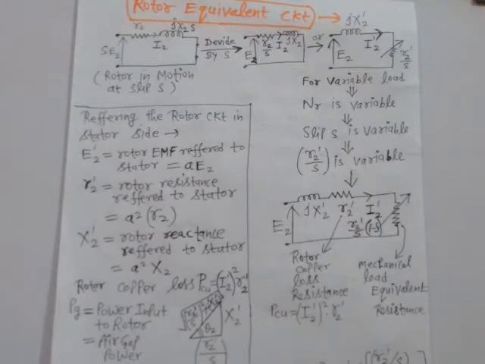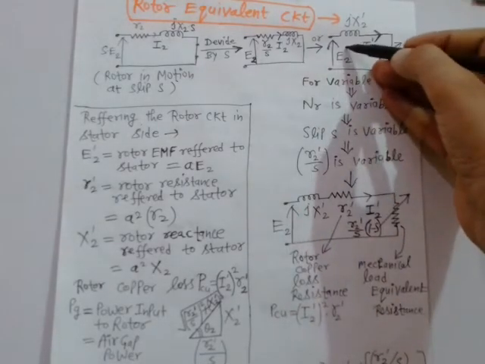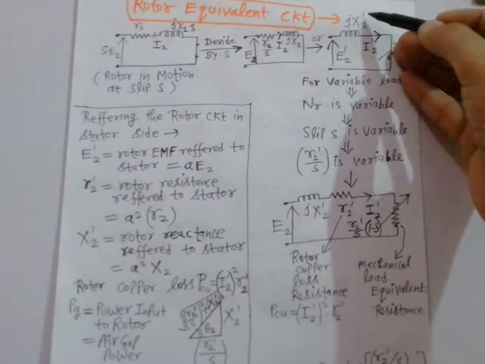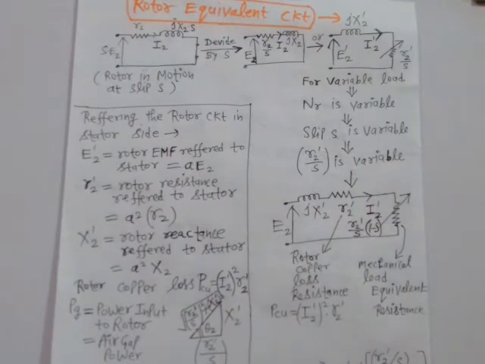Alright, so write X2 dash, E2 dash, R2 dash, right? Understand why we refer this secondary side quantity to the primary side. Suppose in my class I am teaching two sections, mechanical and electrical, right? And I want to teach all the students of electrical and mechanical simultaneously.